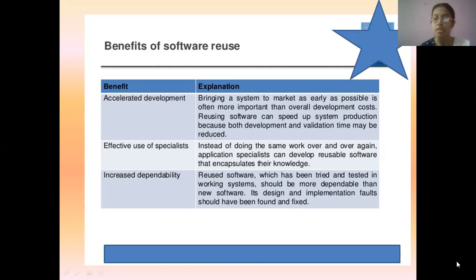Next is effective use of specialists. Instead of doing the same work over and over again, application specialists can develop reusable software that encapsulates their knowledge. That means the same work should not be a redundant task for our developers, because they already have an idea and their core concepts are already clear, so they don't have to find out new things in the development of software. Whatever previous experience and outcomes they have, they can easily apply for building new software by reusing the specialists' features.